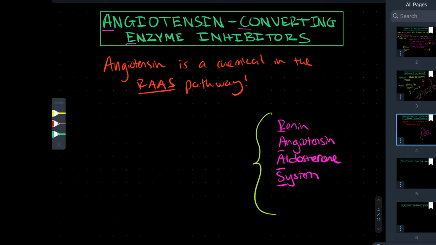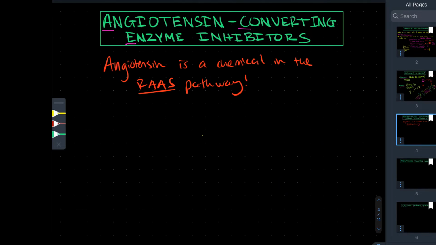And it does this through various ways. So it's not just one way. It kind of works in all parts of the body in all different ways. But most important is it raises blood pressure through various means. So as you can imagine, if we're trying to prevent high blood pressure, one of the easiest ways to do that is to block some part of this RAS system.